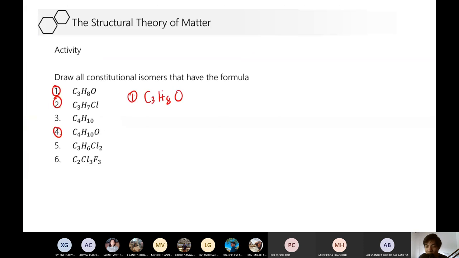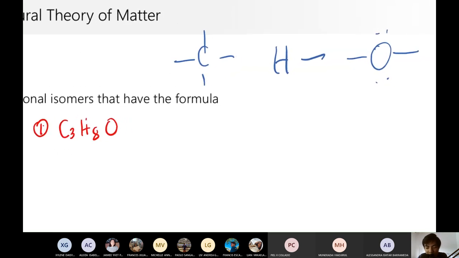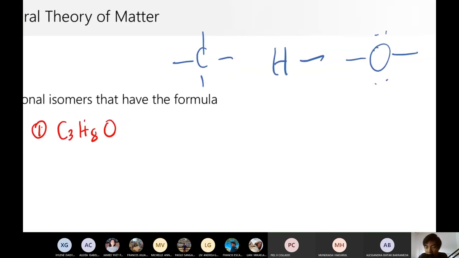So, for carbon, that's tetravalent. So, it means, gamit ako ng ibang color. Carbon can be connected to 4 different groups, it can create 4 bonds. Yung hydrogen, 1 bond lang pwede gawin niya. At yung oxygen, 2 bonds, kasi may lone pair siya. Okay? So, one of the possible structures that we can create out of C3H8O is ganito.